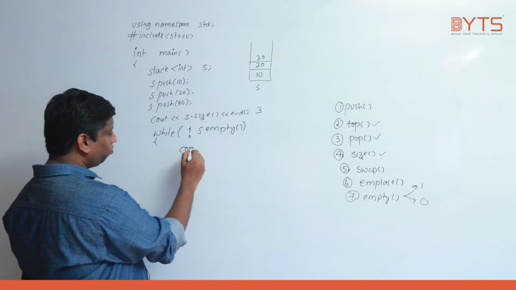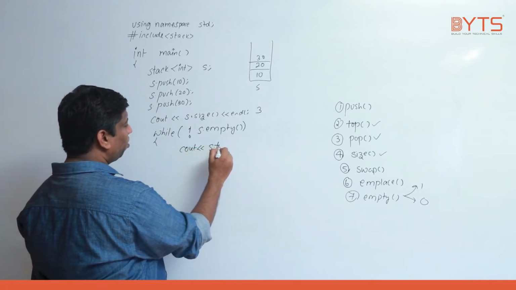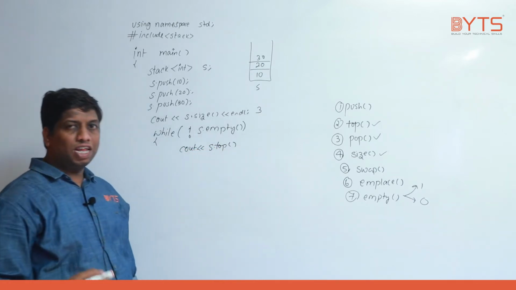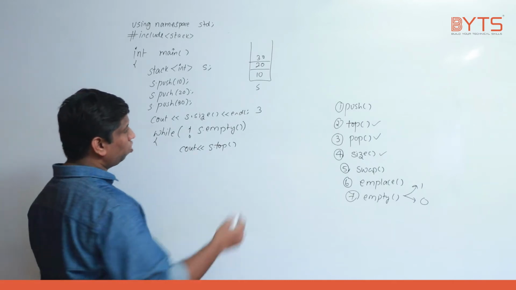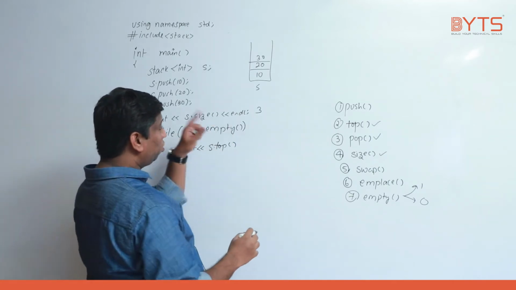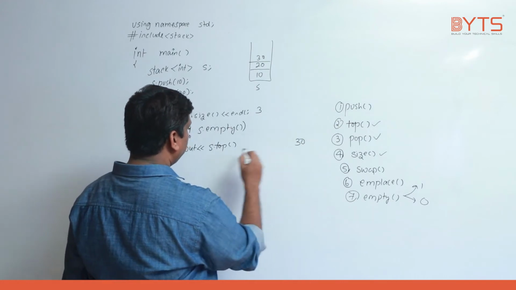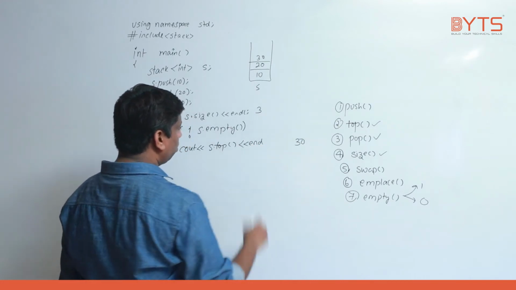See, cout s.top. What is the meaning of s.top? Whichever element is present on the top of the stack, that is coming out. Not coming out, we are just referring to that. So what is the value? 30. Endl means control will come to a new line.